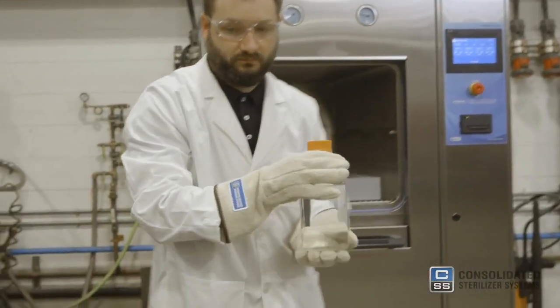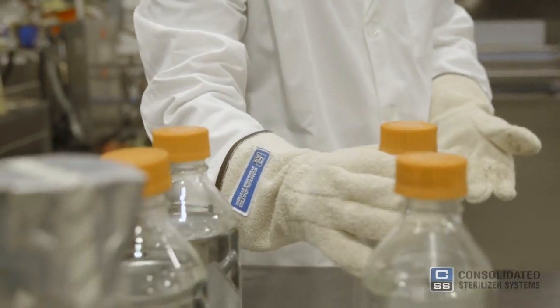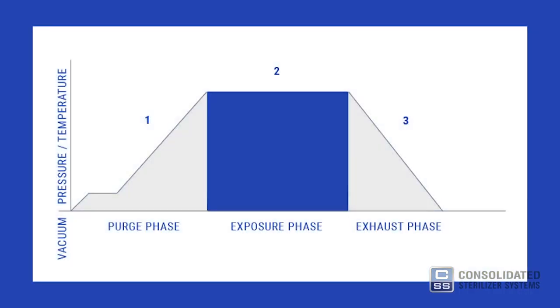There are 3 primary phases to any sterilization cycle. First, the purge phase, during which steam enters the sterilizer and displaces air. Second, the exposure phase, during which the autoclave achieves and maintains the desired temperature. And finally, the exhaust phase, during which pressure is released from the chamber and the chamber is restored to ambient pressure.